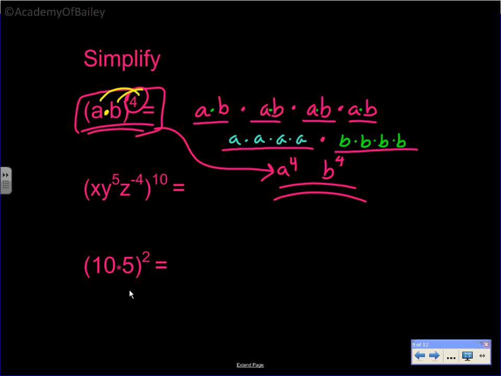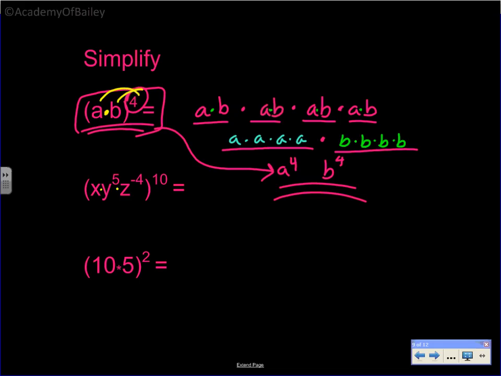Now, a lot of you think this is similar to the distributive property. It's not the distributive property. It looks similar, but it's not. Okay. So how do we do this? Let's look at the next example.